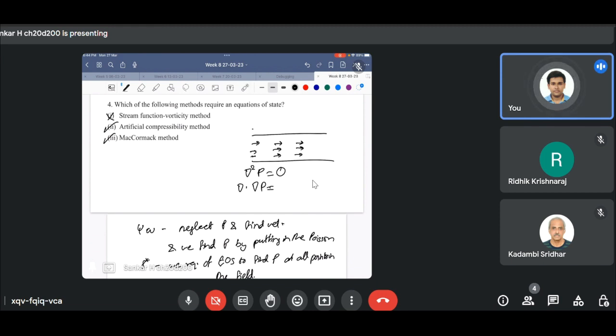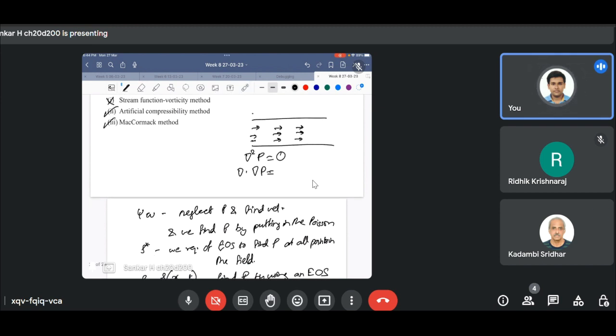I'll just take another look into how to find pressure from the Poisson equation, maybe next time. Sure.